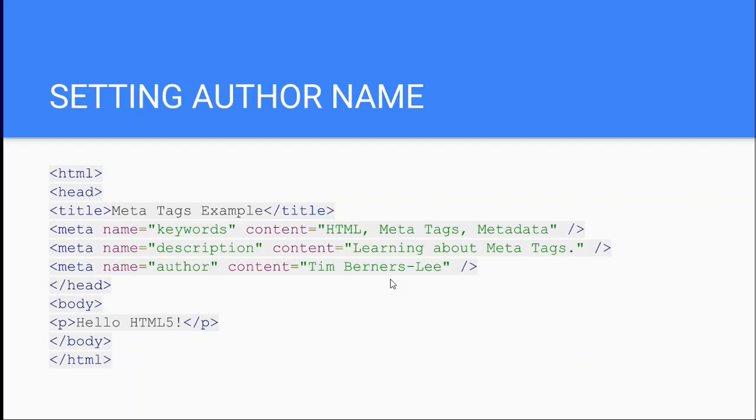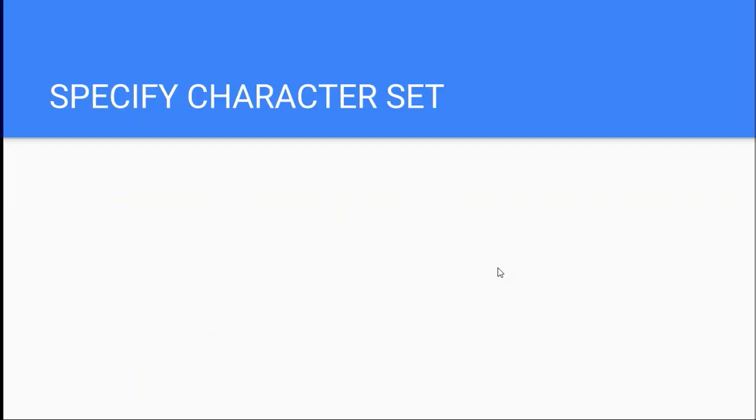I'm showing this example so that you understand how to write the code. And when you see the code, it will be easier for you to understand the difference between the different tags. But when you execute this code with or without these meta tags, it will not make any difference. So our next meta tag is specifying the character set.